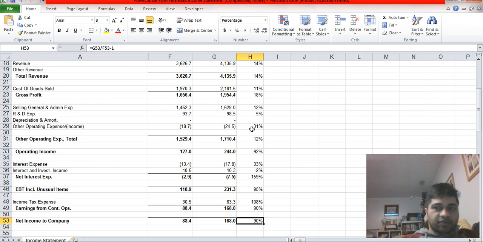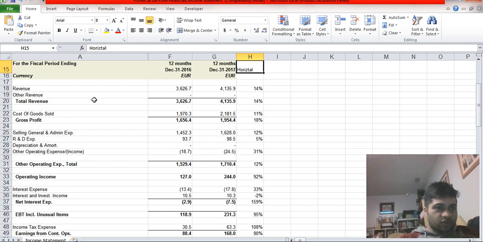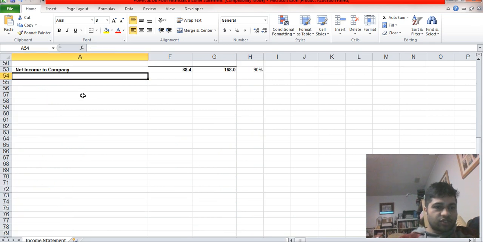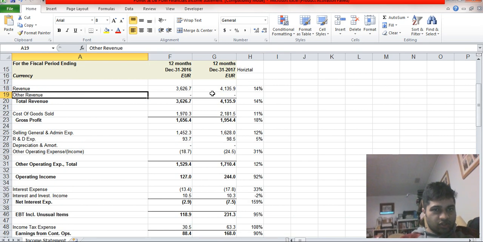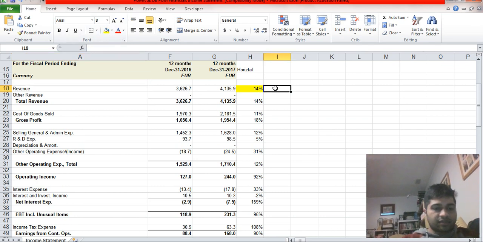In the last class we saw the structure of the income statement. It flows from revenue to net income to shareholders. Okay, so as you can see, the revenues are growing by 14%. Is it a good sign? Let us say it's good, and we'll highlight it in green because it's a good sign.